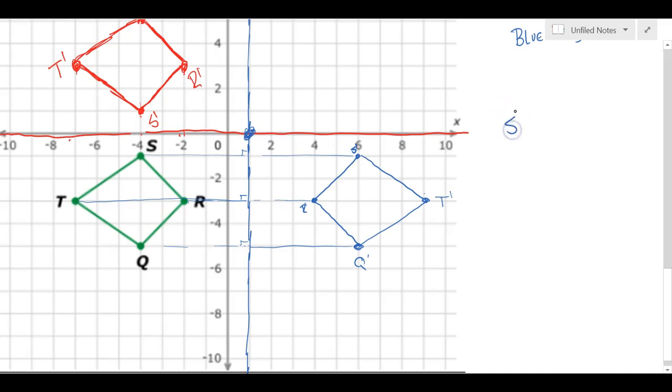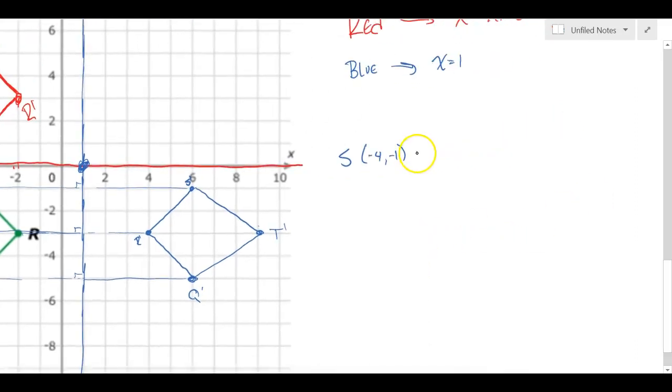You're going to say S. Well, where was S originally? Well, it's at -4, -1. And we need to reflect it across x equals 1. And it's going to give us a resultant image called S prime. Well, we've already drawn where it is, but I want to show you how we do this. I'm going to say to myself, okay, which value are we concerned with? Well, we're concerned with x. So my y value is going to stay exactly the same, -1.